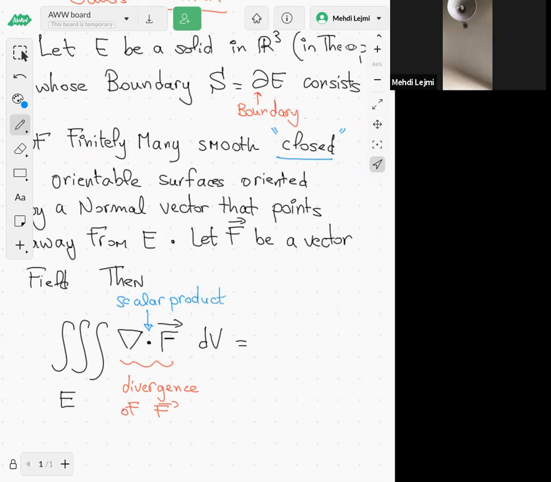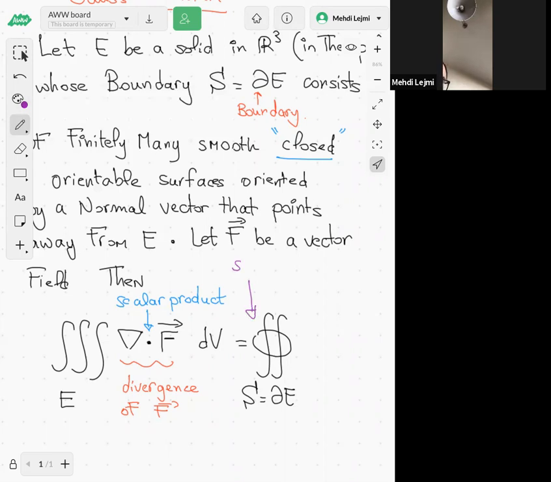Okay. So this is the triple integral over E of the divergence of F. So it's going to be equal to the double integral over the boundary of E, the boundary of the solid E, so it's going to be a surface. So this is S, the boundary of E. This symbol, guys, means that the surface S is closed.